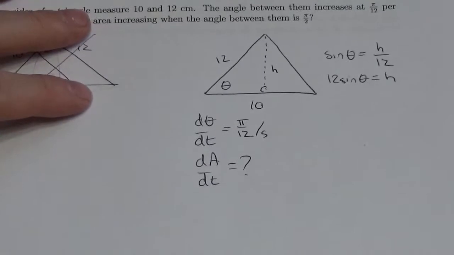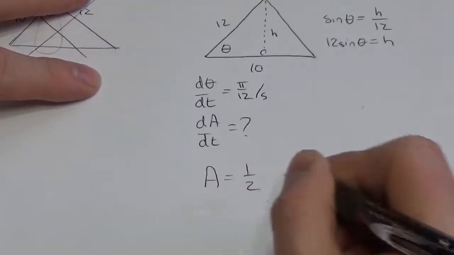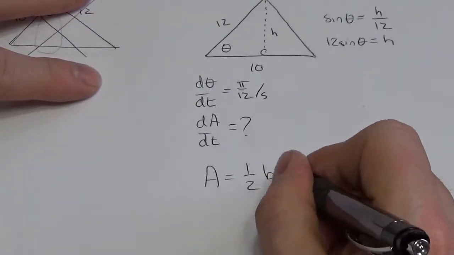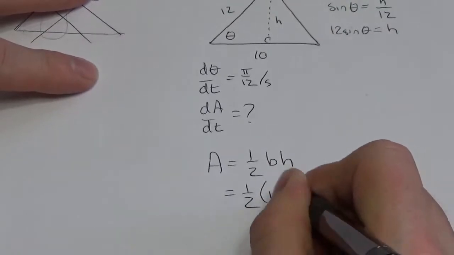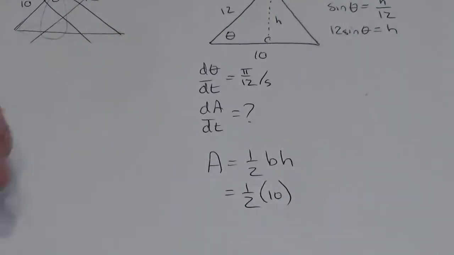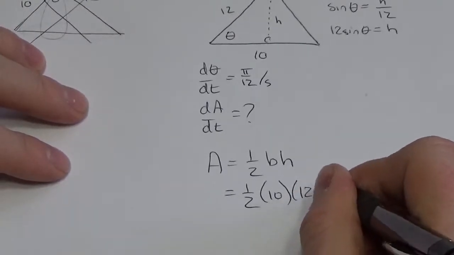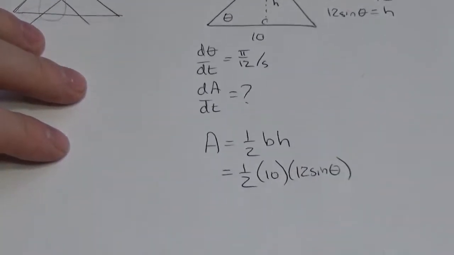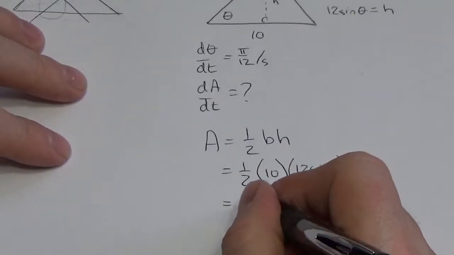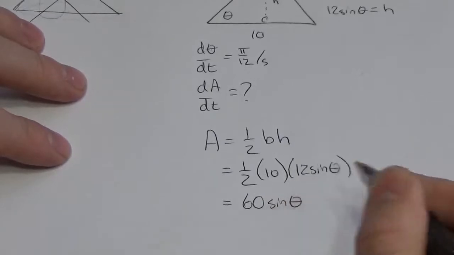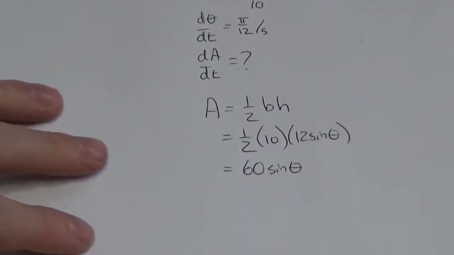Perfect. Because now I know that my area is going to be 1/2 base times height. But I know that the base is 10 because of the way I drew the triangle. I did myself a favor there. And now I know that the height is going to be 12 sine of theta. Wonderful. Now I'm going to simplify. So that's going to be 60 sine theta. And not only does that simplify beautifully, but the derivative is going to be beautiful as well here.